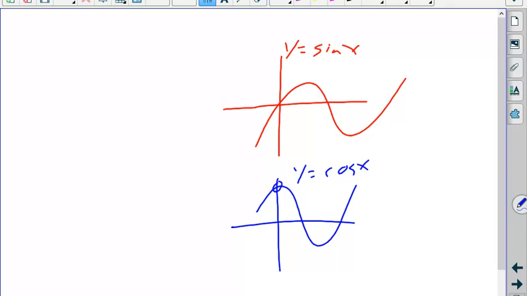Some textbooks do have a negative amplitude. If you ever do see a negative amplitude, just ignore it, because you flipped it and then you stretch it. So your amplitude is still 3, it's not negative 3, that just has to do with the reflection.